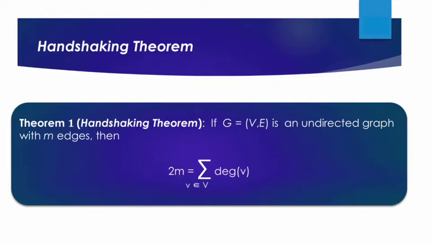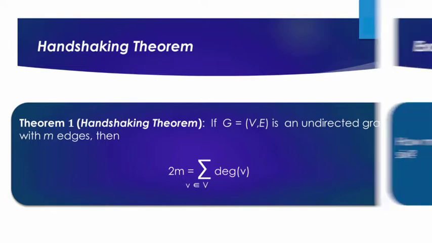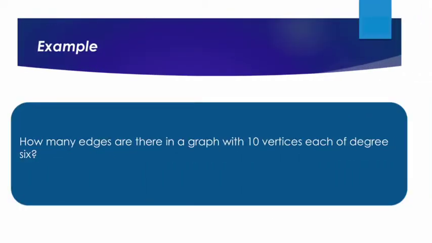Let G = (V, E) be an undirected graph with m edges. Then 2m equals the summation of deg(v) where v is an element of V. Note that this applies even when multiple edges and loops are present. So, as an example, how many edges are there in a graph with 10 vertices, each of degree 6? The sum of the degrees of the vertices is 6 multiplied by 10 equals 60. It follows that 2m equals 60, where m is the number of edges, therefore m equals 30 in this case.